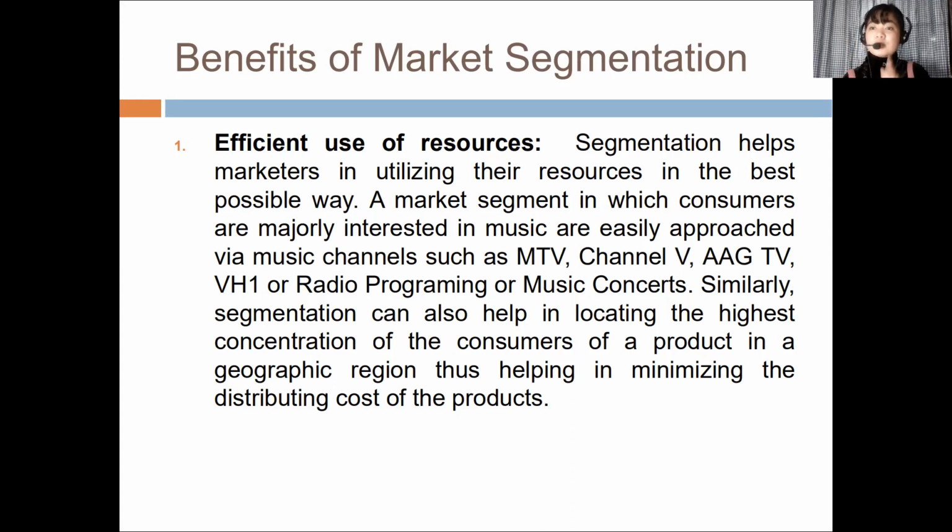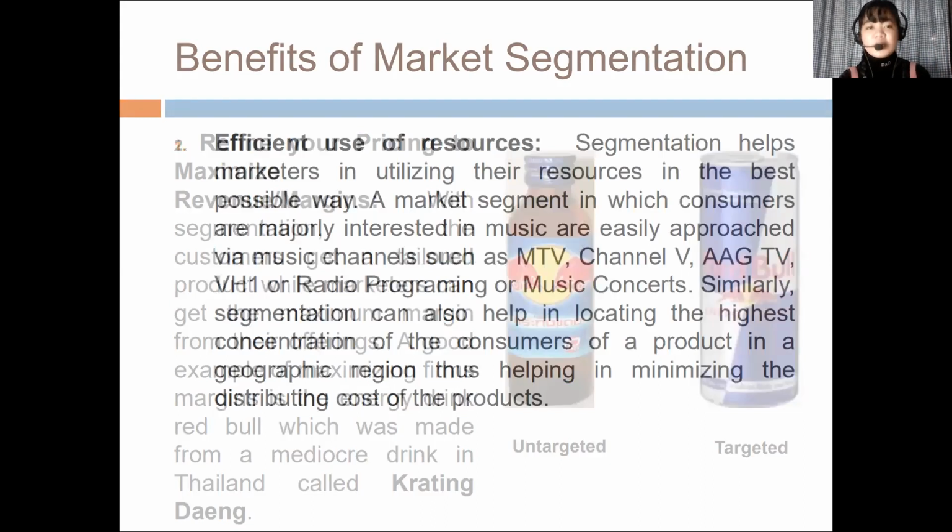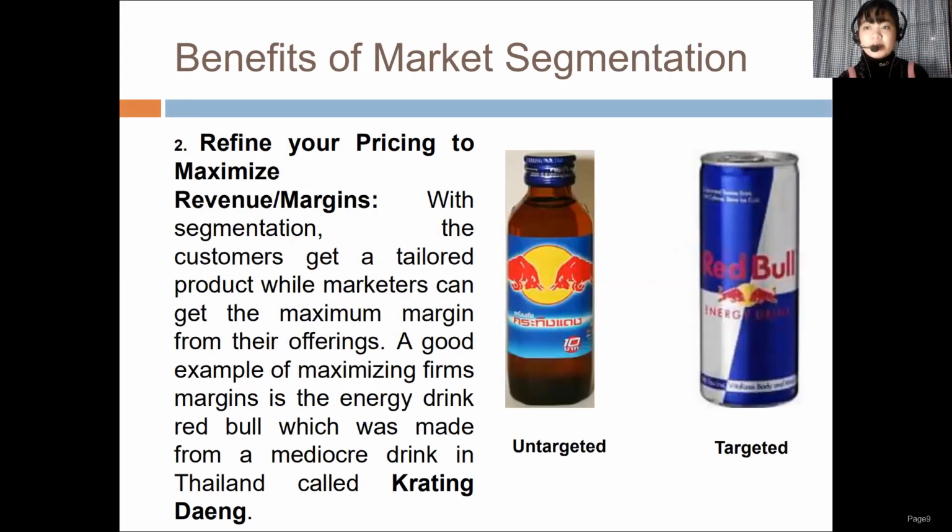But if you're only going to focus on one target market, let's say high school students, teenagers from ages 12 to 18 or 19, then your resources are highly concentrated because you're focused there. You don't need to buy extra materials because you only have one target market. Okay? Next is refine your pricing to maximize revenue and margin, because you spend fewer resources since you only have one target market, not many.